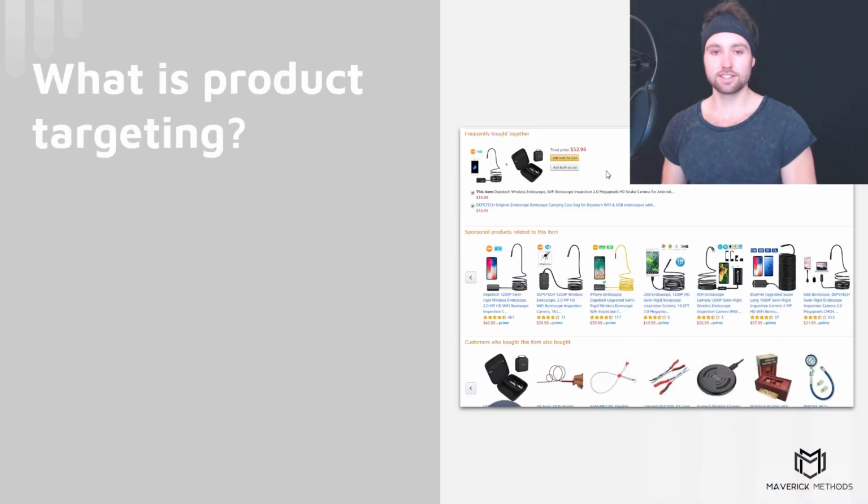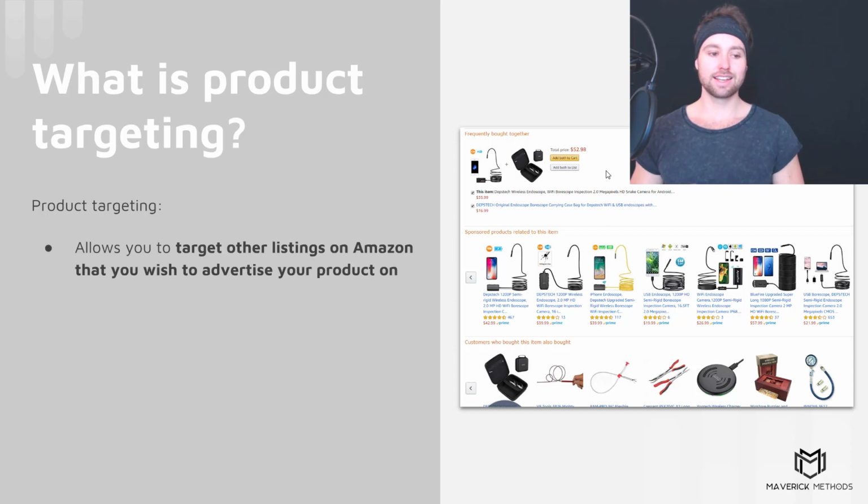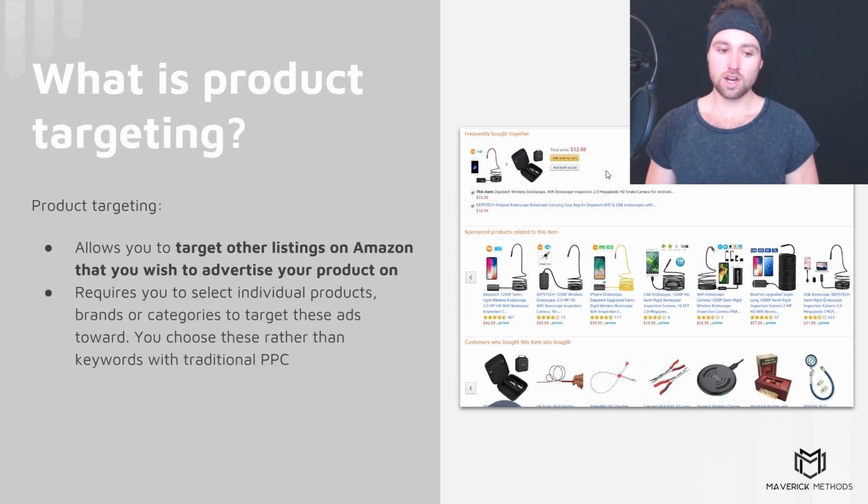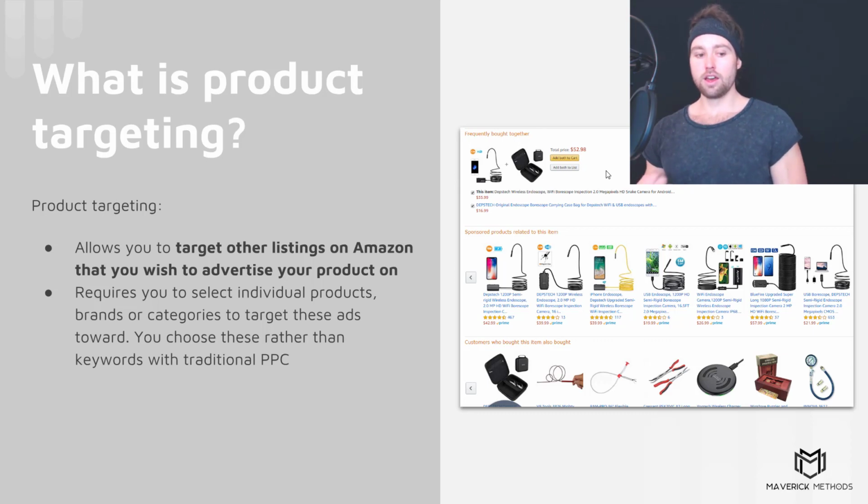So what is product targeting? Product targeting allows you to target other listings on Amazon that you wish to advertise your product on. It requires you to select those individual products, brands, or categories to target these ads toward. You choose these rather than keywords with traditional PPC.